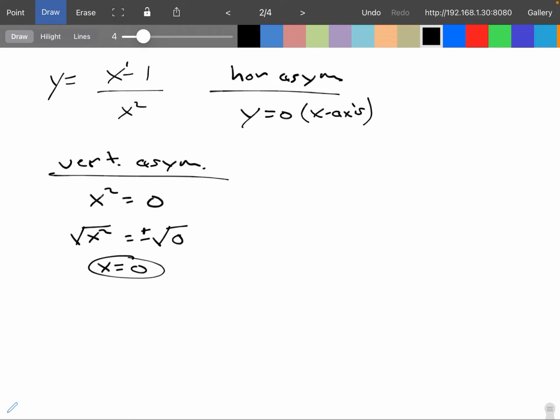All right, so you get x equals 0, that's your vertical asymptote. And of course, that's the same thing as the y-axis, right? I just said that on the last one. X equals 0 is the y-axis. Okay, and then we got to do the zeros, or the x-intercepts. So we need the zeros, which is the same thing as the x-intercepts.